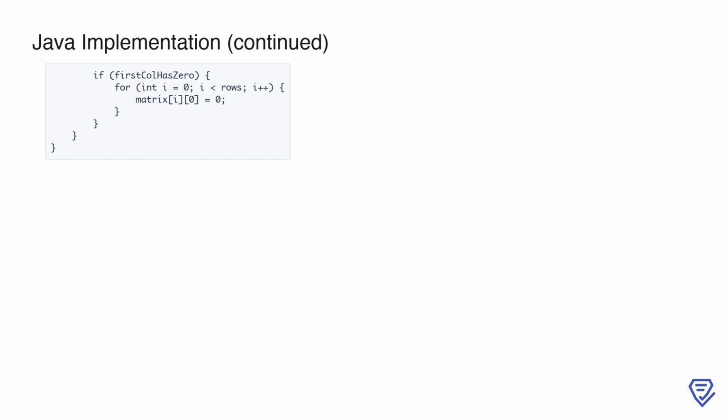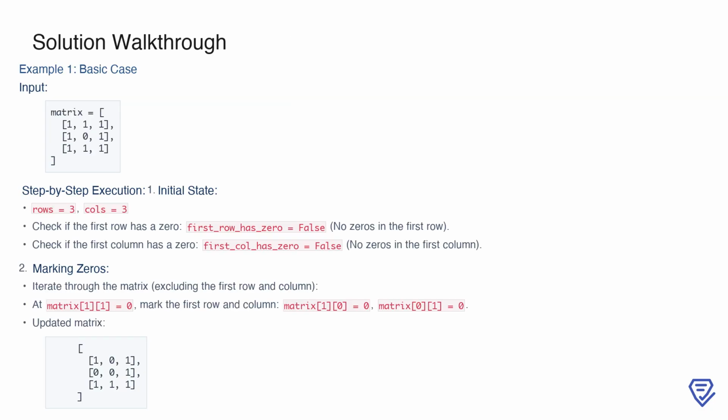By the end of this method, the matrix has been modified in place to meet the problem's requirements. This implementation is efficient, using constant extra space aside from the input matrix and the two Boolean flags, while maintaining a time complexity of O(m*n), where m and n are the dimensions of the matrix. The method is now complete, and the matrix will reflect the desired state with all necessary rows and columns set to 0. To solve this problem, let's start with a basic example.